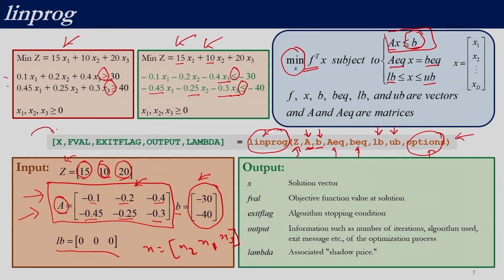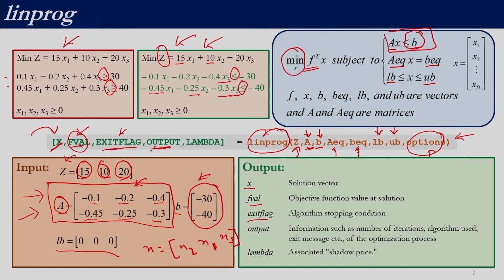The output would be the decision variables. For this problem we have x1, x2, x3, so this x will be a vector of 1 by 3. Fval is the value of the objective function at the optimal decision variable. If we substitute those values of x in this objective function, the value of the objective function can also be obtained from this linprog function. So the second variable would be fval. The third variable, exit flag, tells us when the algorithm stopped, that is, the reason for it stopping.